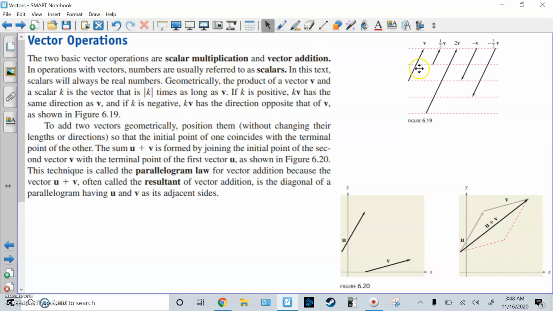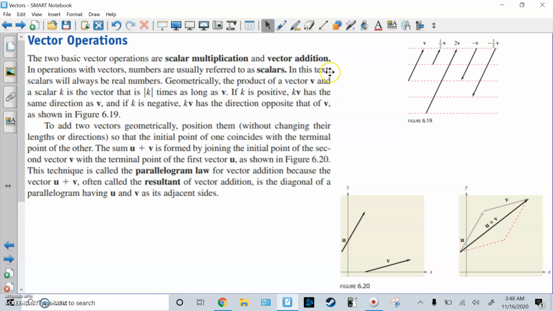If it's positive, it's bigger. So for example, half of v would be this. Again, location doesn't matter, just how long it is. The magnitude is half the length, and the direction stays the same. If k is negative though, it changes direction. So here's 2 times v, the direction the same, here negative v is the same length, but now it's going backwards, and here's negative 3 over 2 times v.